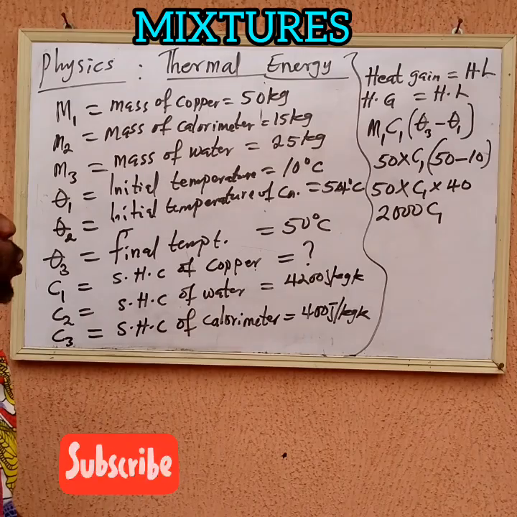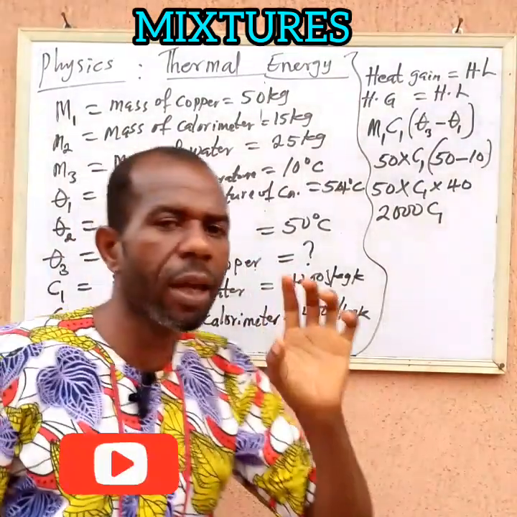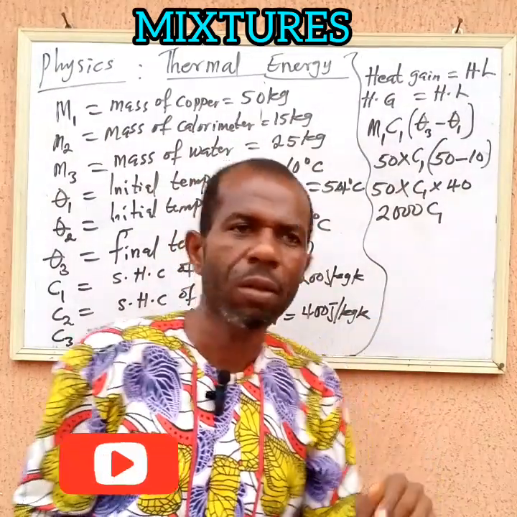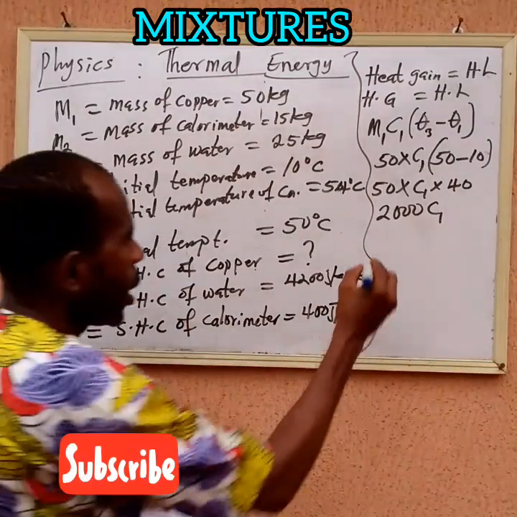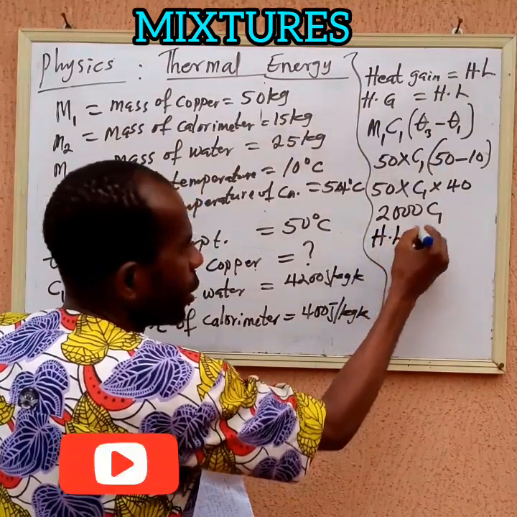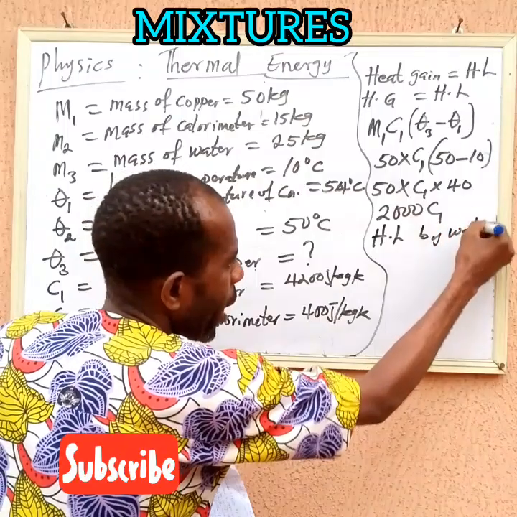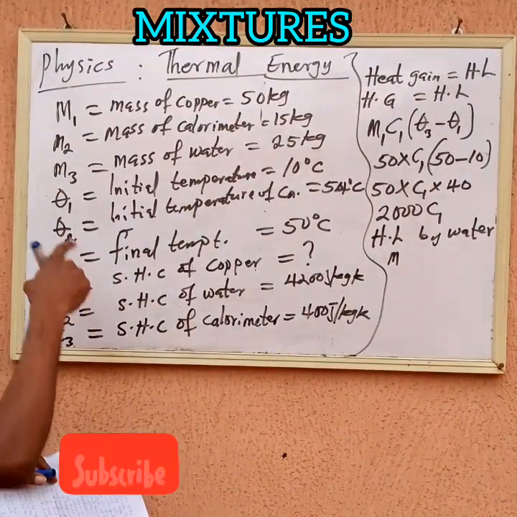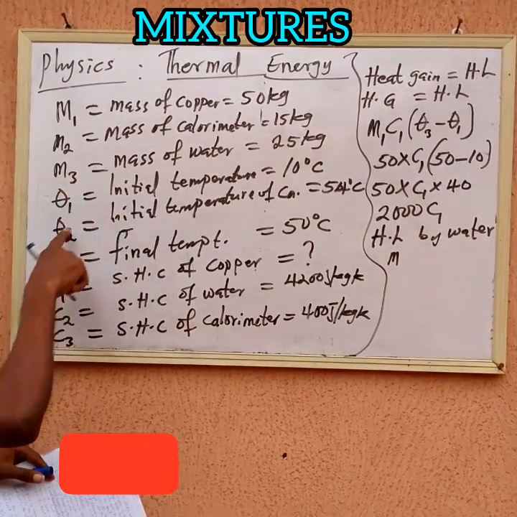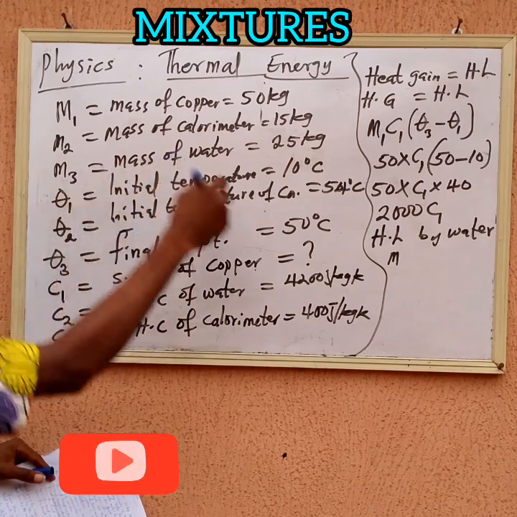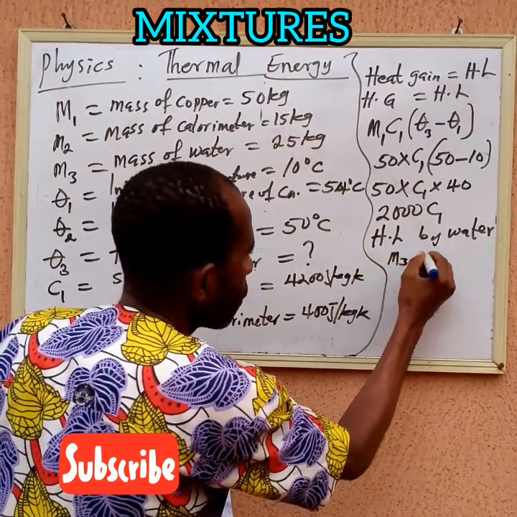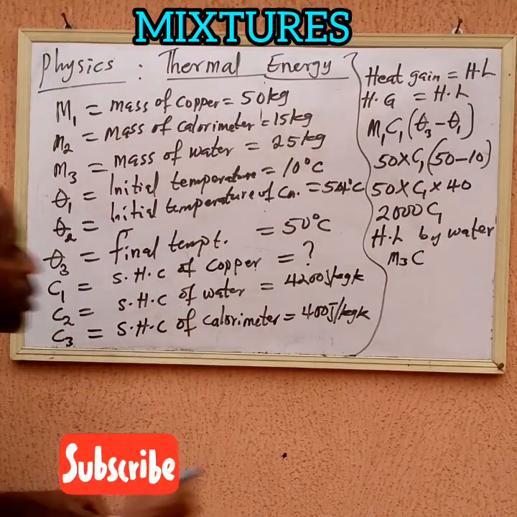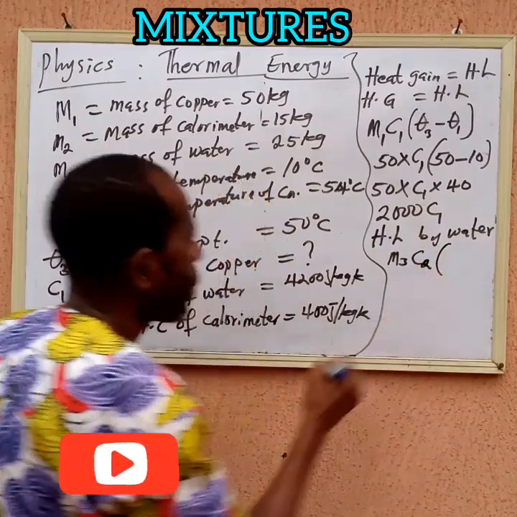Now let us go to the system. Two bodies there lost heat. Number one, water lost heat. Let us look at the heat loss by water. We call it HL by water. Remember, heat loss by water is also the mass, which is M3, multiplied by the specific heat capacity of water, which is C2. Then multiply by the change in temperature.